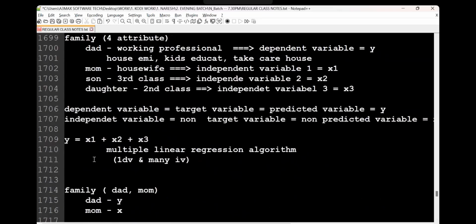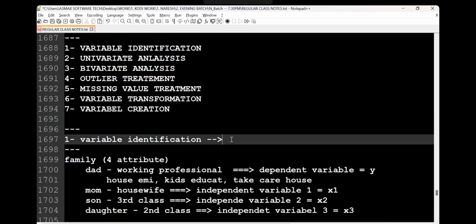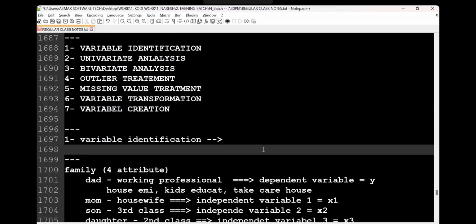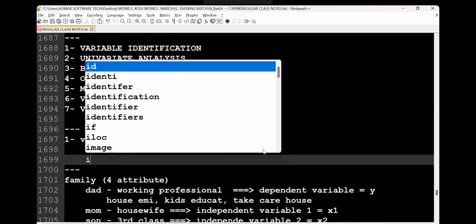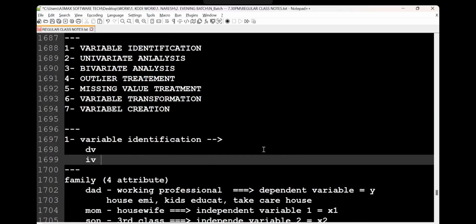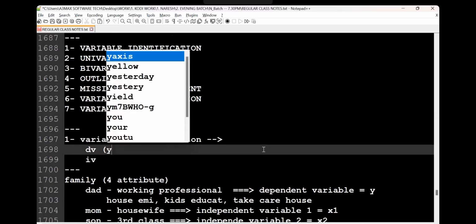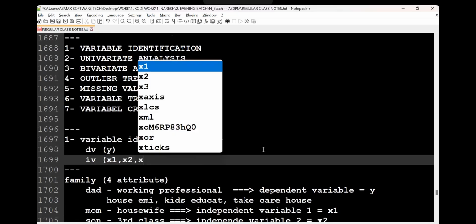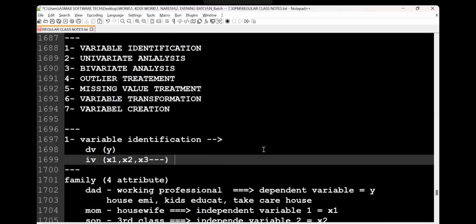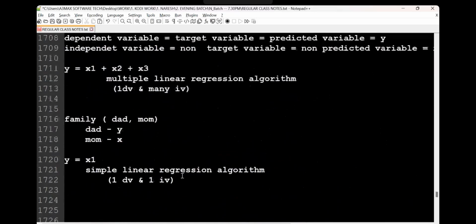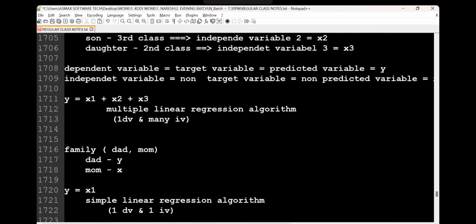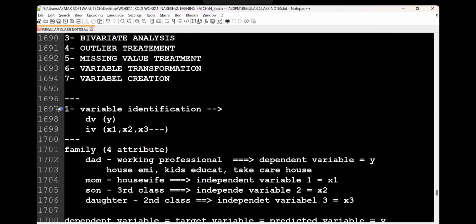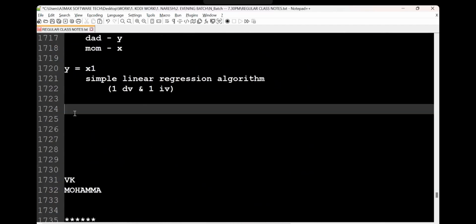Okay, so now variable understanding. We have how many variables? First concept: in variable identification, we learn two variables. One is DV, the dependent variable, and the other is the independent variable. DV means Y, and independent means x1, x2, x3, and it goes on. Clear, guys? Okay, now this is a very important point I mention here. Let's take a bookmark and understand this.